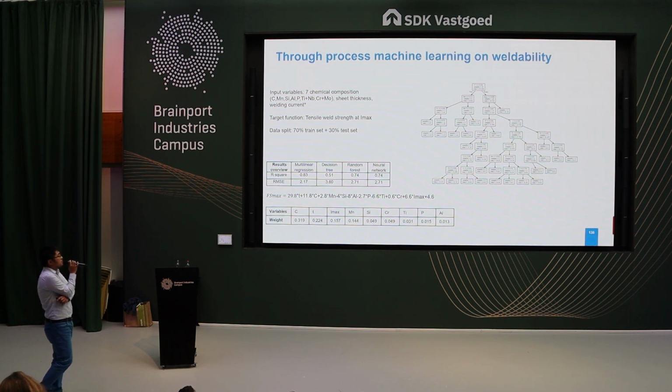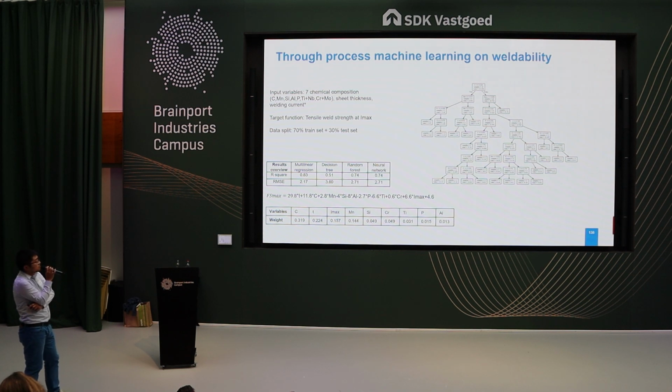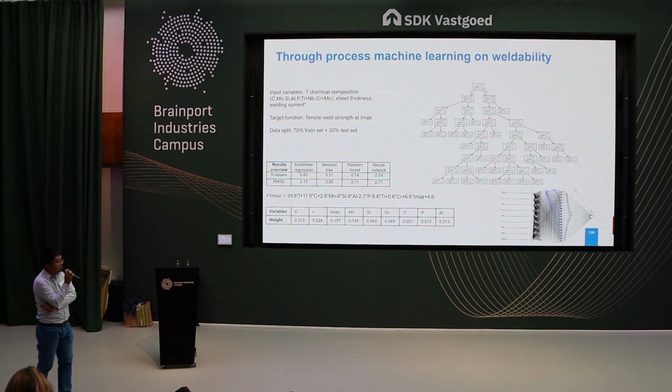For instance, to determine the final tensile strength, carbon has a weighting factor of 0.3, which is the dominating factor. The second weighting factor is thickness, followed by welding current, manganese, silicon, etc. So this is valuable information for our material design department to decide the chemical composition or material recipe. And in the end, we also have a neural network model, but it's so complicated that I won't go into detail on it.